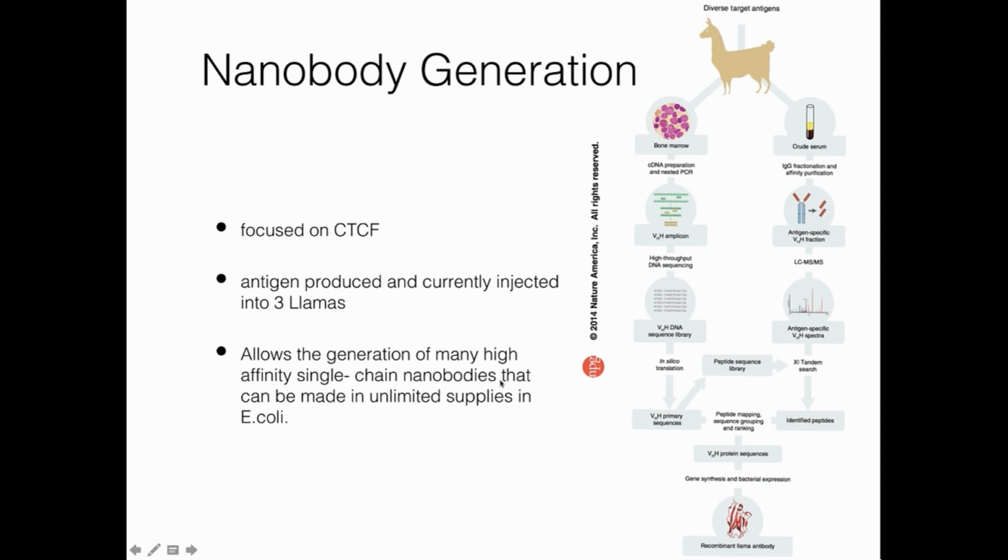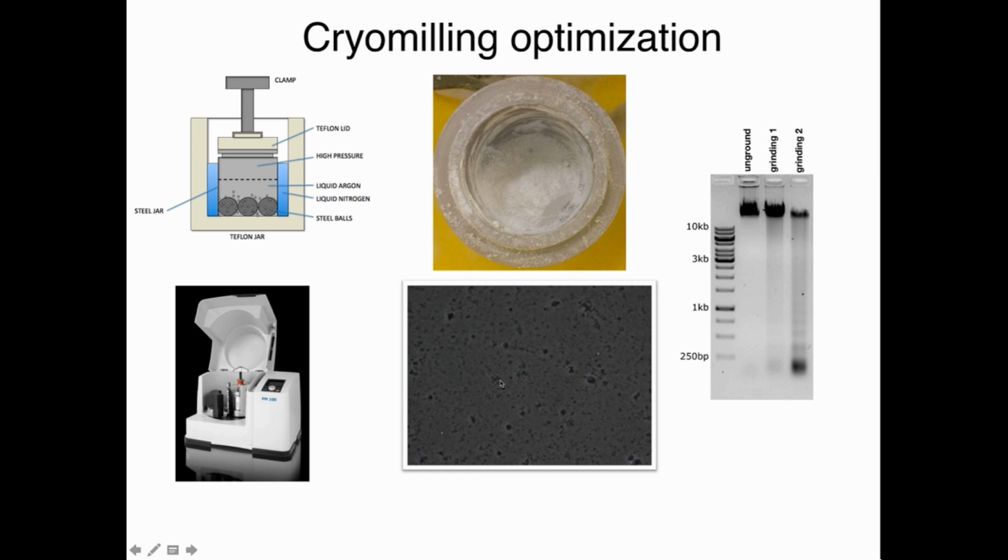The cryomilling here, we use this custom-designed cryomilling apparatus where we put frozen cells on the top left into this steel chamber here that's been previously cooled with liquid nitrogen that contains steel balls.